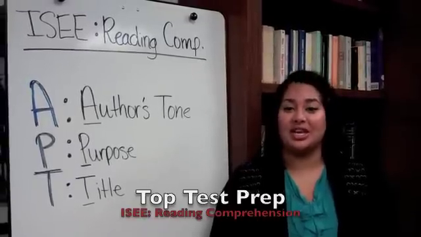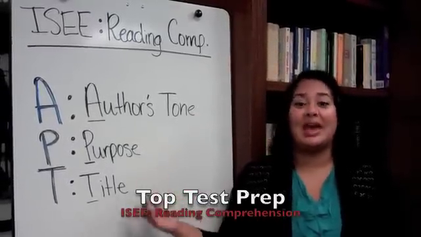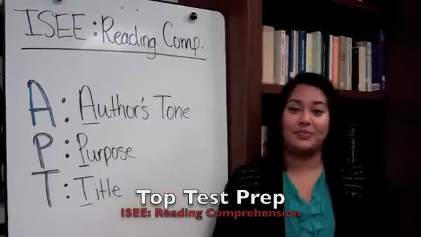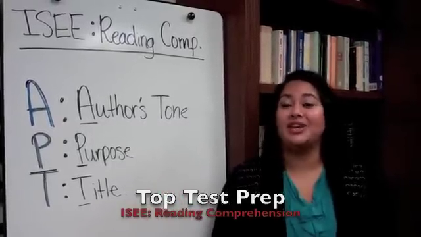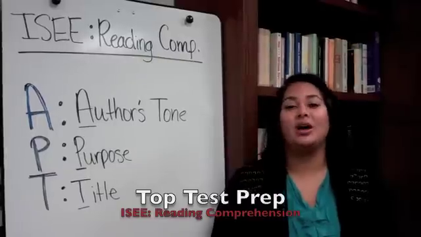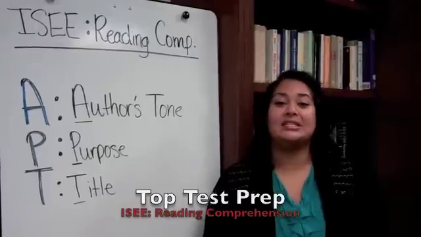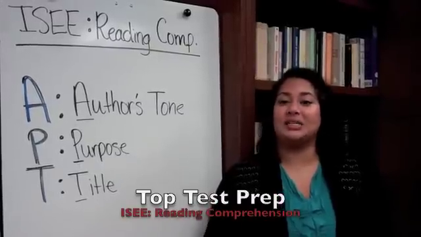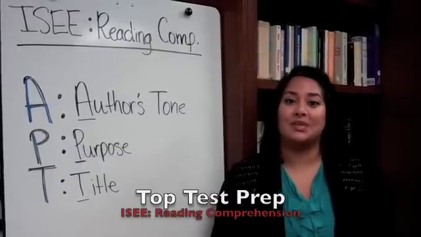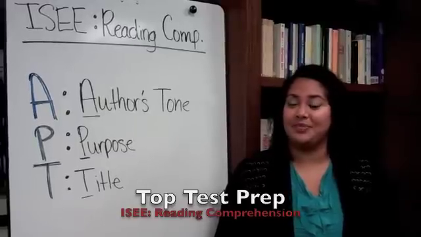So we have a strategy here called Be Apt, A-P-T. So A stands for author's tone. How does the author feel about the subject matter that he or she is writing about? You can usually use an adjective to describe that. Is the author doubtful of a certain possibility? Is the author amused by something? Or is he respectful? All of those are choices.